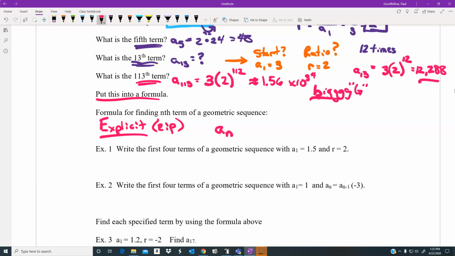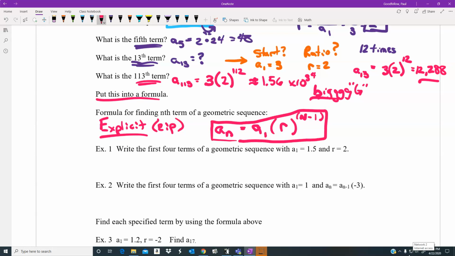So if I wanted a sub n, whatever the function is where I want to get to, 113th or 13th, I have to absolutely take the first term, a sub 1, and multiply it by the common ratio raised to, and this is always one less than the term that you want to get to, because it's how many times you got to apply the common ratio, or n minus 1 in the power. This is the formula for the geometric sequence explicit term. Okay, get that one in your brain. You want to come back and use it multiple times.